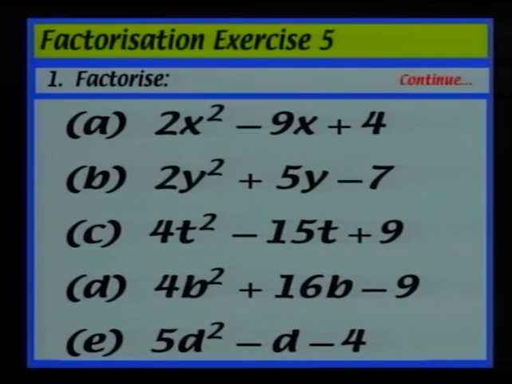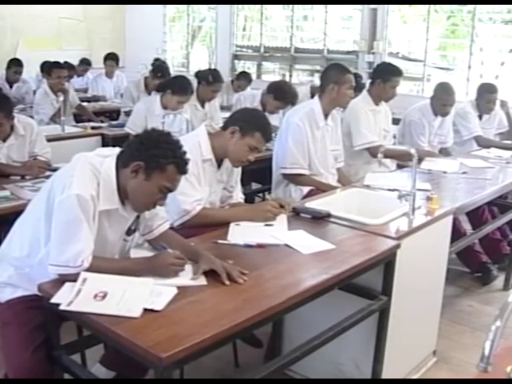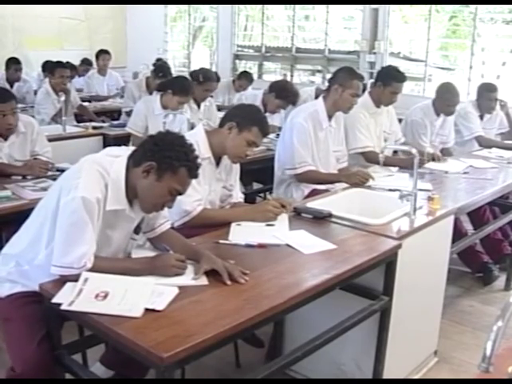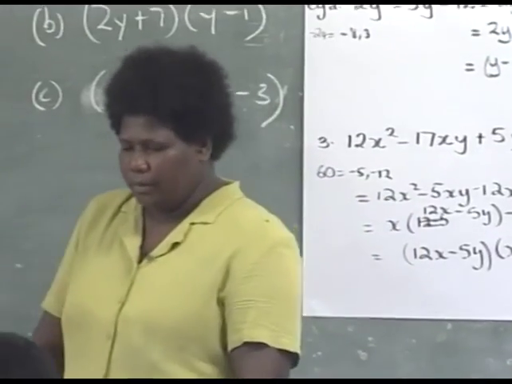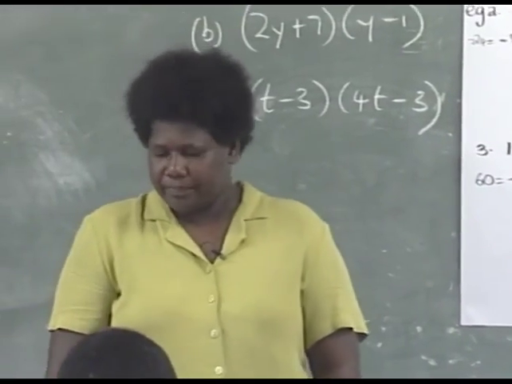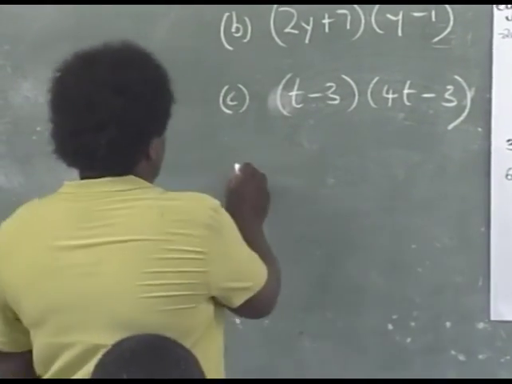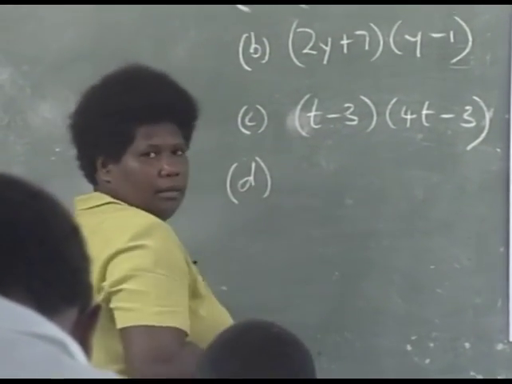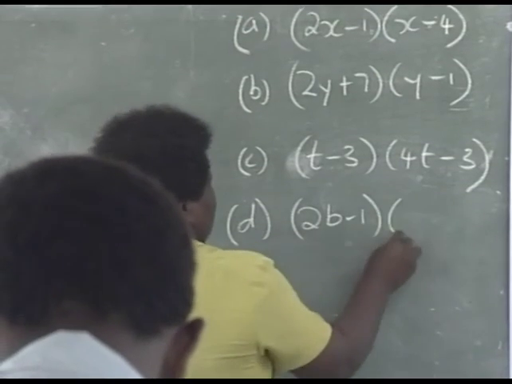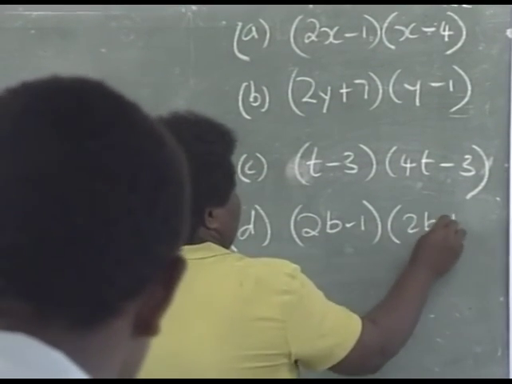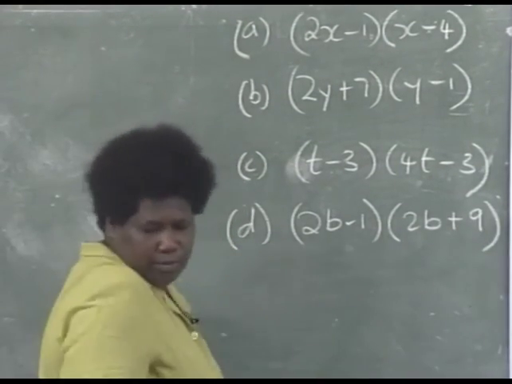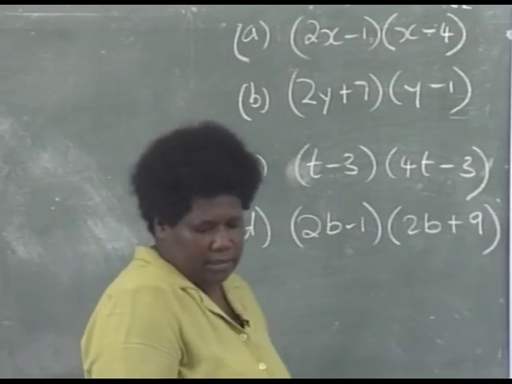All right, letter D, 4b squared plus 16b minus 9. Is there anyone who wants to give us the answer to that question? Pond relay. 2b minus 1 in one bracket and times 2b plus 9 in another bracket. Okay, 2b minus 1 times 2b plus 9 is correct.